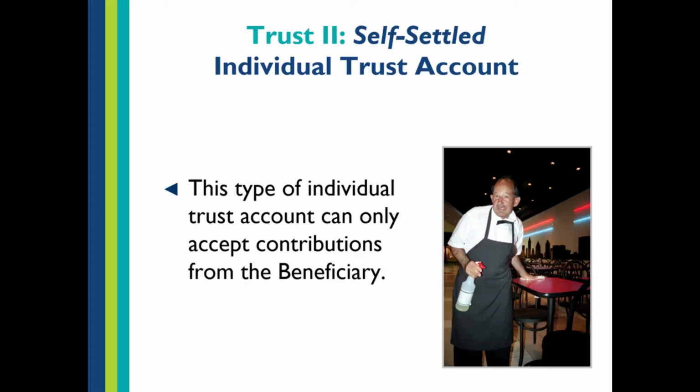The other is a first-party or a self-settled trust. We call this a Trust 2. This type of trust account should only accept funds that belong directly to the beneficiary. There are a lot of individuals who have received a lawsuit settlement, an inheritance left directly to them, or perhaps maybe they work and they need to protect some of their earnings. These individuals will establish a self-settled or a Trust 2 special needs trust account.